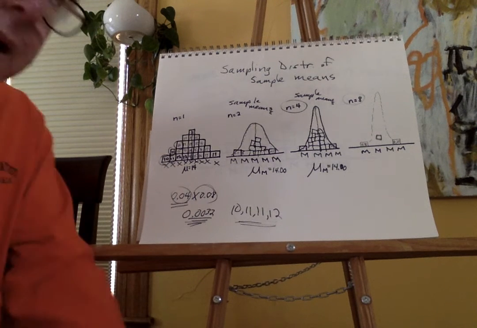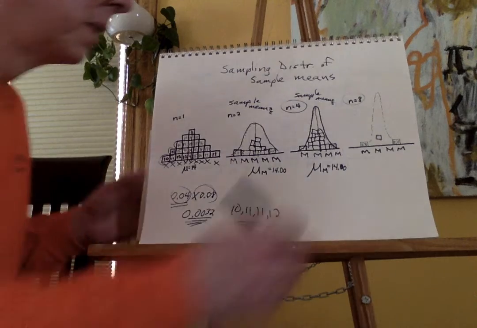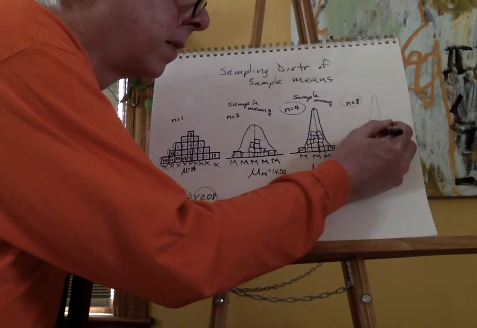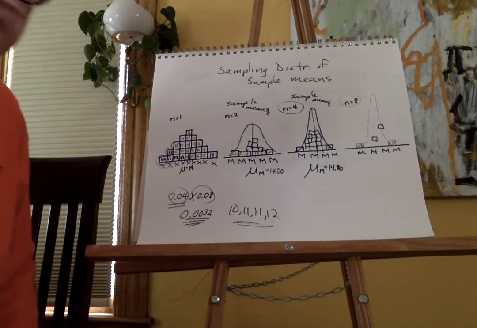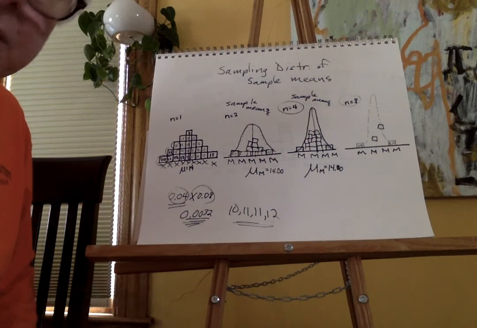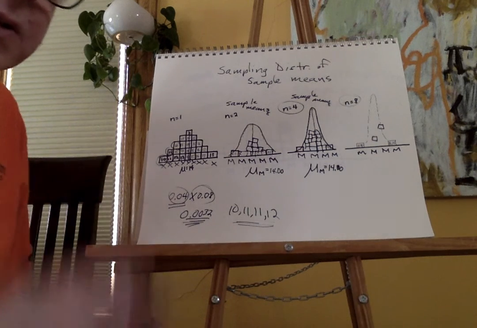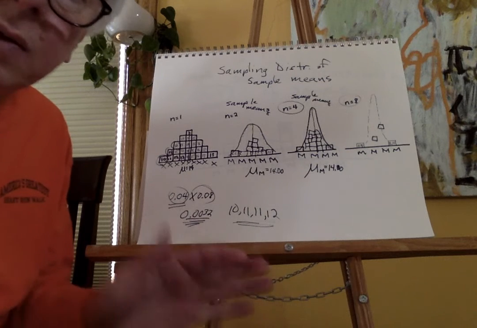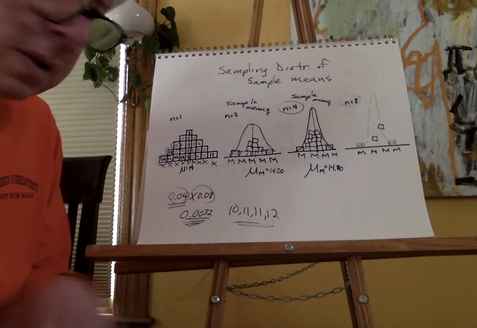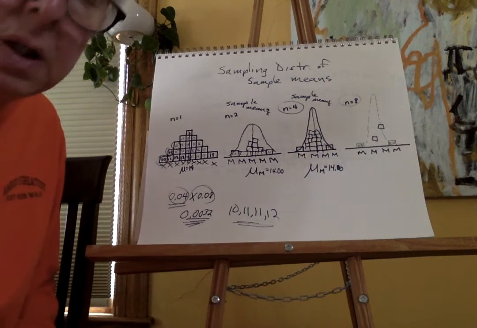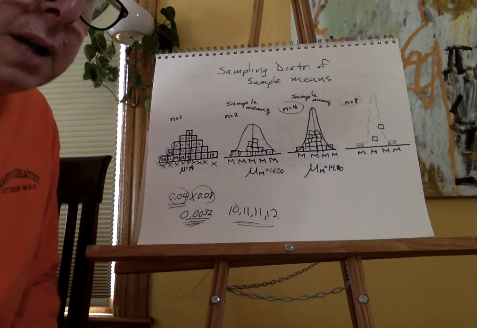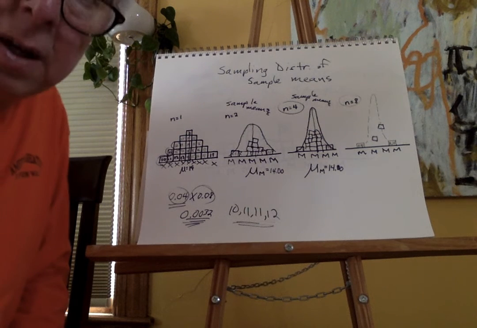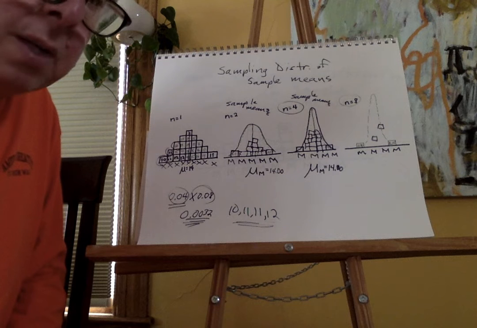Put them back in the bag. Take out another sample of 8. We'll plot that mean. Okay? And so on and so on. We'll do this 1,000 times. We'll do it 10,000 times. When mathematicians are doing this, they do it 1,000,000 times. And hypothetically, it should be an infinite number of times.